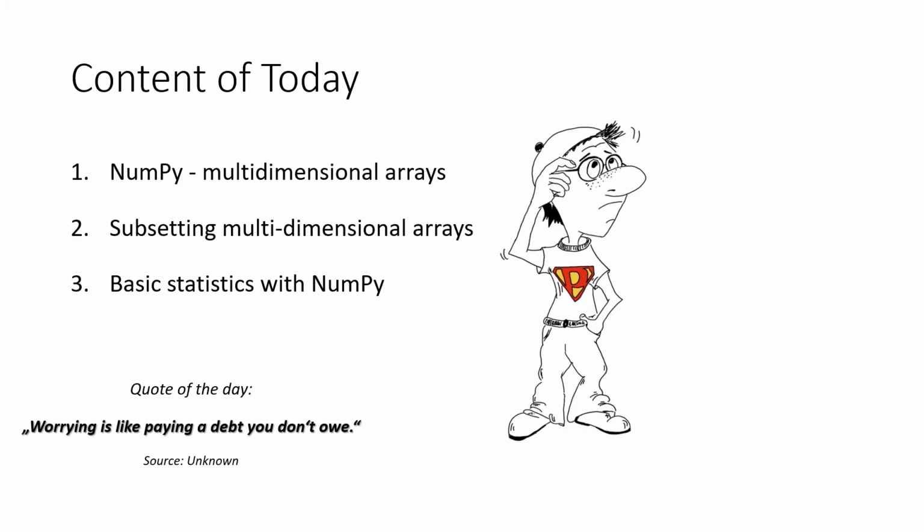The content of today is how we can create a multidimensional NumPy array. That means basically that we put two NumPy arrays together into one. Then we do subsetting of those multidimensional NumPy arrays. And in the end, we also learn how we can use basic statistics and apply it to certain NumPy array ranges.